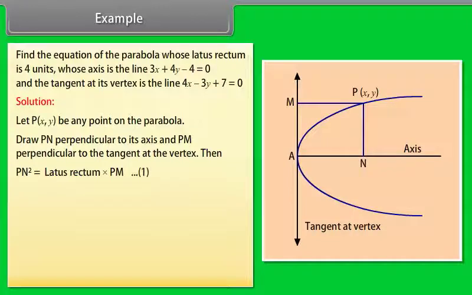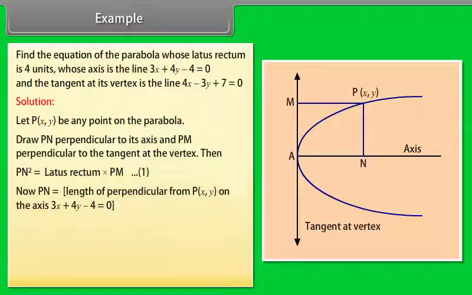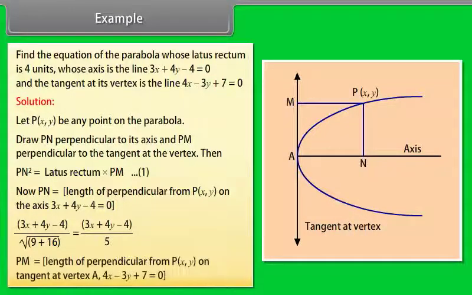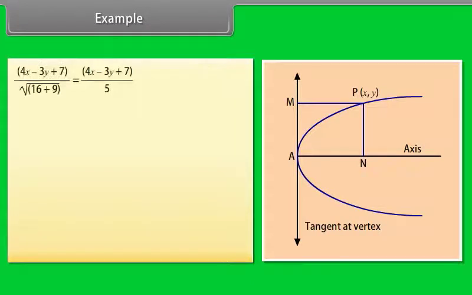That is equation 1. Now, PN is equal to the length of the perpendicular from P(x, y) on the axis 3x plus 4y minus 4 is equal to 0, which is (3x plus 4y minus 4) upon under root 9 plus 16, which is equal to (3x plus 4y minus 4) upon 5. PM is equal to the length of the perpendicular from P(x, y) on the tangent at vertex A, 4x minus 3y plus 7 is equal to 0, which is (4x minus 3y plus 7) upon under root 16 plus 9, equal to (4x minus 3y plus 7) upon 5. Latus rectum is equal to 4.